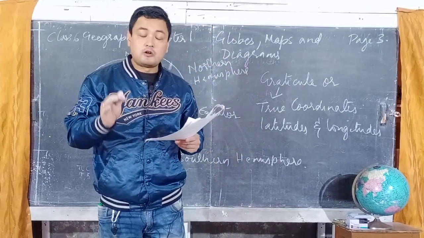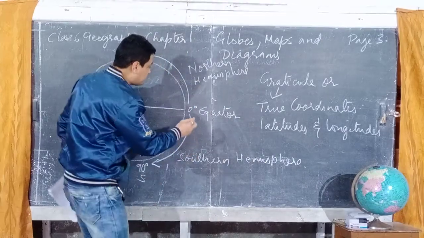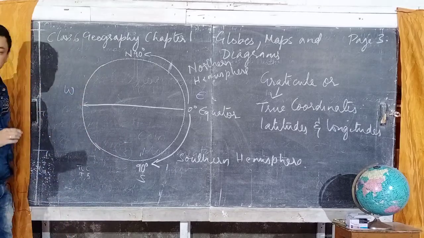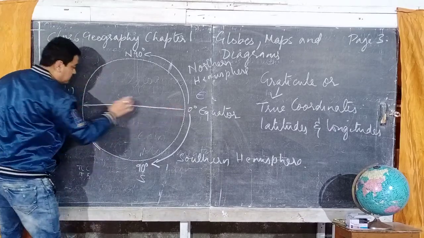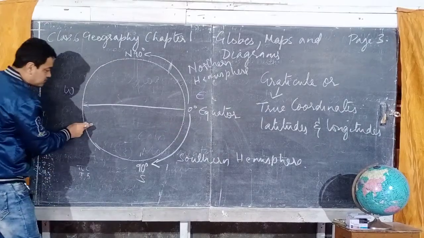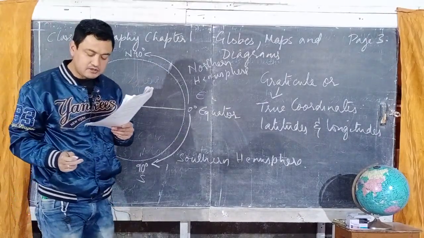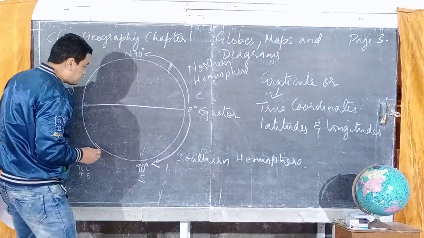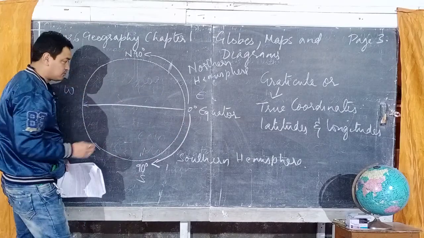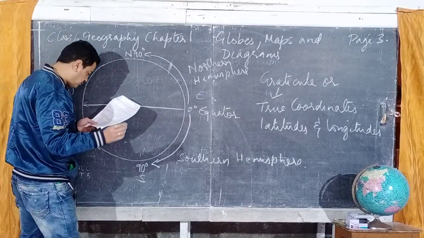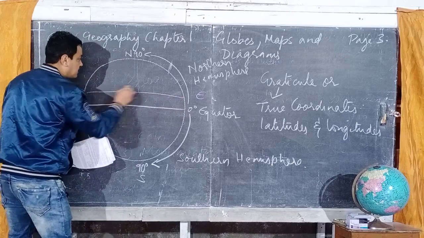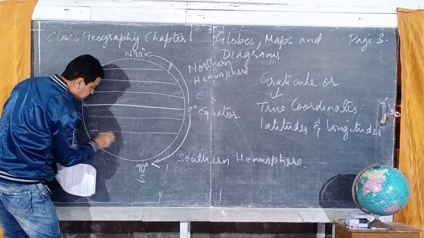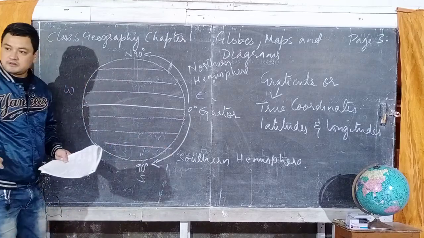These latitudes are drawn from which side? They are drawn from east to west. Latitudes are basically drawn from here to here, in the east to west direction. There are many latitudes found here. I'll come to the important latitudes later. Wait, I'll draw these lines. They come like this. And these lines are parallel to the equator.